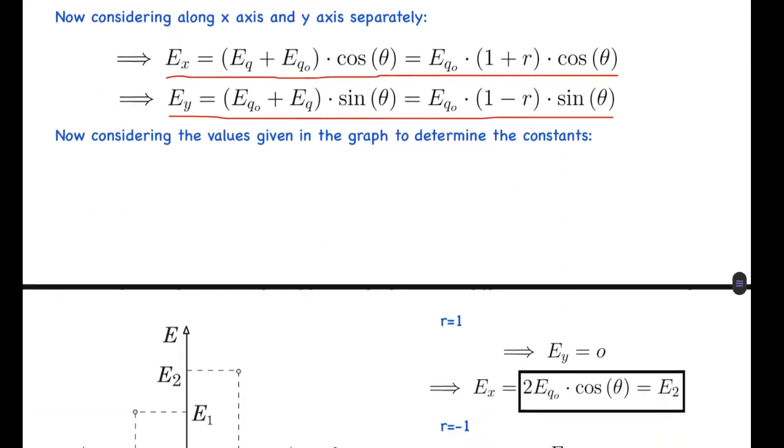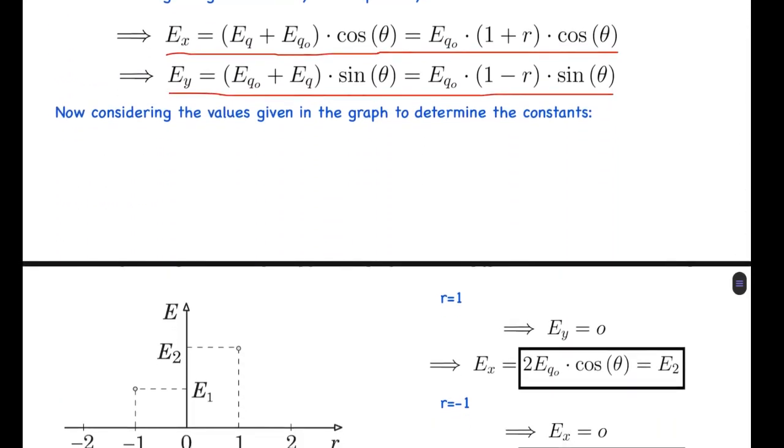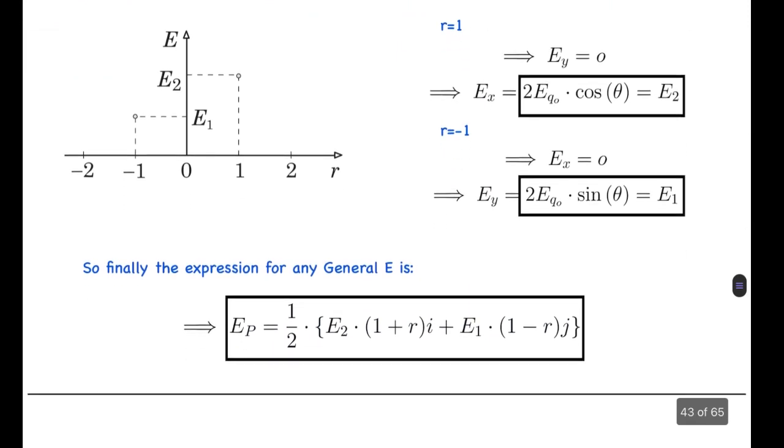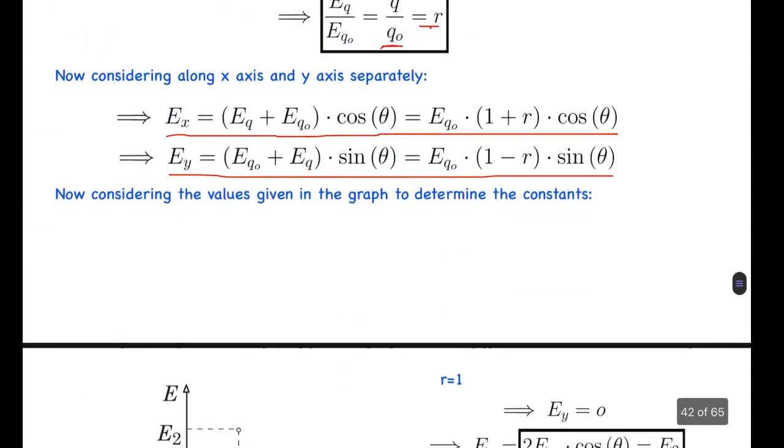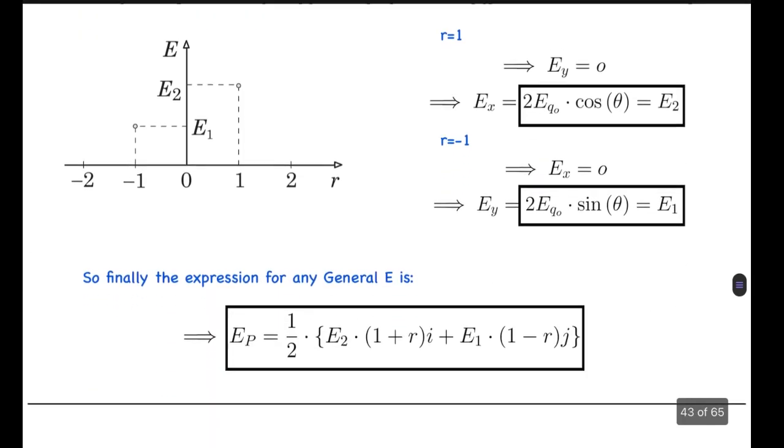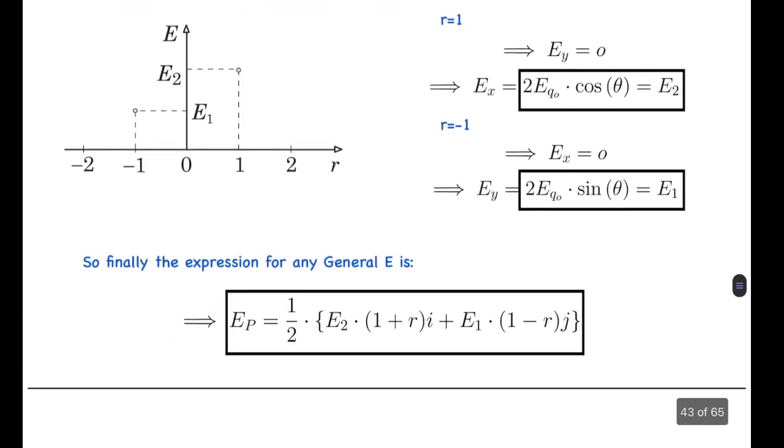Now considering the values given in the graph to determine the constants, the graph is something like this. At r equals plus 1, the value of the electric field is E2, and when r equals minus 1, the magnitude of the electric field is E1. So from here, when r equals 1, the expression of Ey gives us 0, so Ey becomes 0. So the only remaining field is Ex, and that will be equal to 2 Eq naught times cos theta, which will be equal to E2.